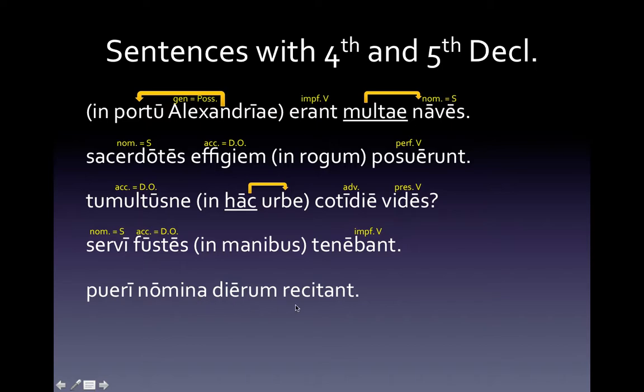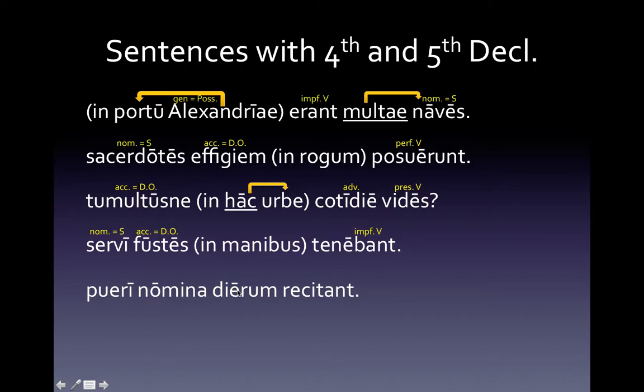All right, pueri nomina dierum recitant. Pueri, accented I here can be a couple of different things. In the second declension, it could be nominative plural, it could be genitive singular. So let's look at our verb. Our verb is plural. So most likely this is our subject. Most likely it's nominative plural. Nomina, this is a neuter noun, and this a, according to one of our neuter rules, could be nominative plural, it could be accusative plural. Considering that pueri is likely our subject, let's entertain the possibility that nomina is our direct object, so this would be accusative.